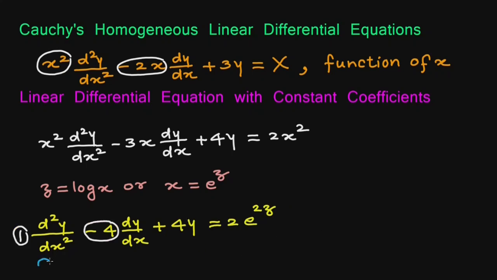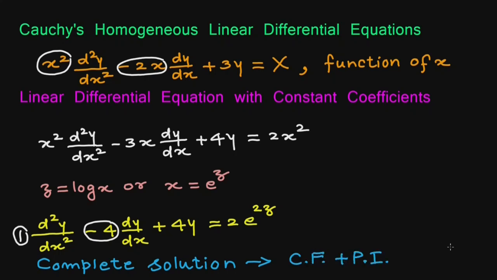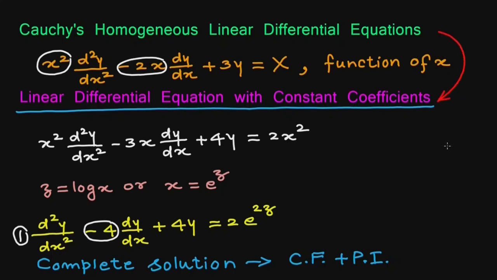The complete solution in the form of complementary function and particular integral can be found out by usual methods, about which we have discussed in detail in my previous videos on linear differential equations with constant coefficients, whose links have been provided in the description box. So in this video, we are specially going to focus on transforming Cauchy's homogeneous linear differential equations into linear differential equations with constant coefficients only.